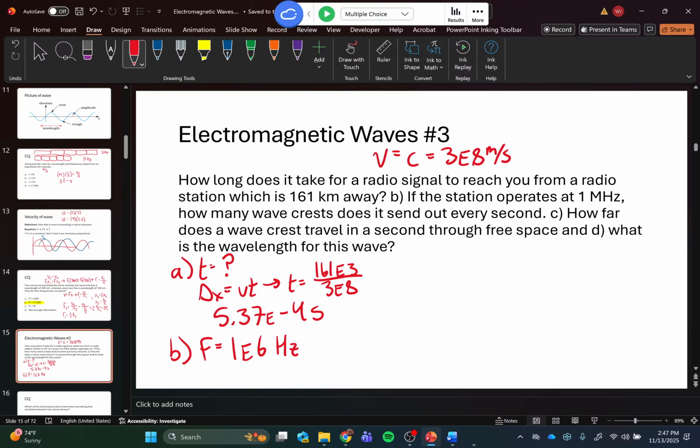How many wave crests do I see? It's the definition of frequency. What is frequency? How many occur every second, how many pass by you every second? That's the answer. So you see 1 e to the 6 waves every second. That is the definition of the unit of frequency, hertz.